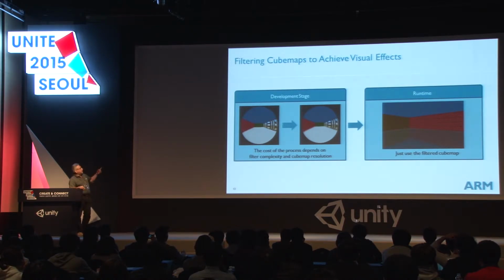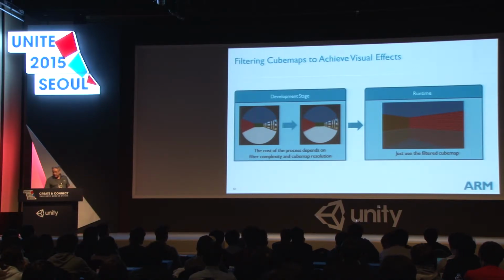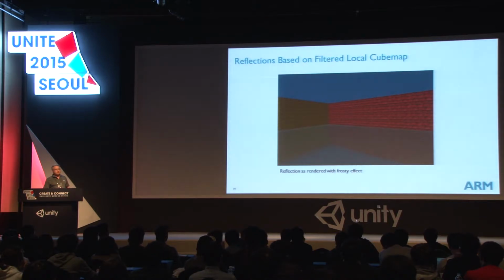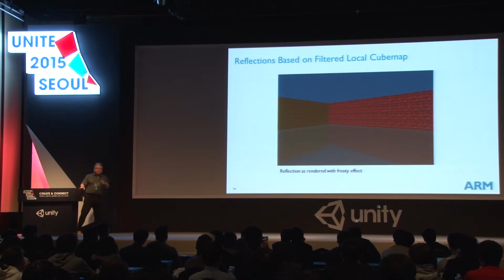In this case, we have applied a simple Gaussian filter to the cube map to achieve a frosty effect on the reflections, on the reflected surface. And you can see the result of applying the Gaussian filter to the cube map. We can do that without using runtime resources, because this cube map is static.